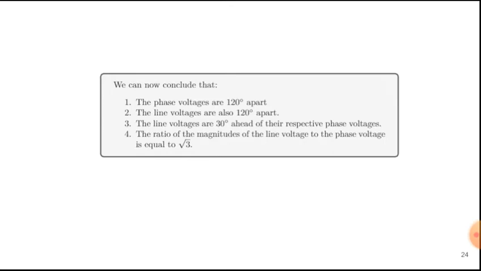And also, we observe that the line voltages are also 120 degrees apart if they are a balanced system. And another very interesting thing that we observe is the line voltages are actually 30 degrees ahead of their respective phase voltages. We've seen that one in our drawing, 30 degrees. Then we also know that the ratio of the magnitude of the line voltage to the phase voltage is equal to square root of 3. So that's the ratio between them, square root of 3. That's a very important factor.